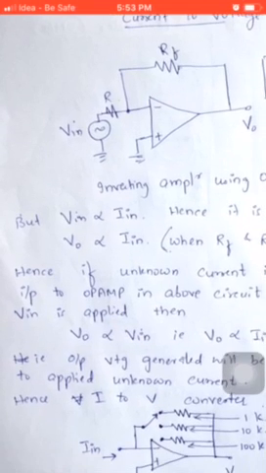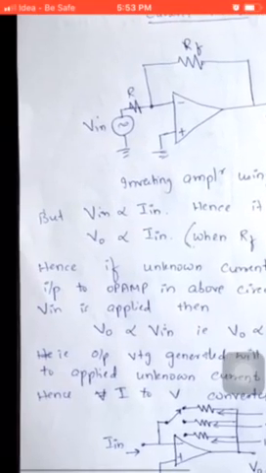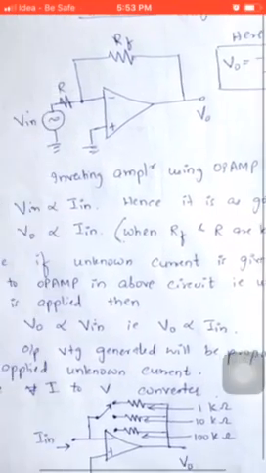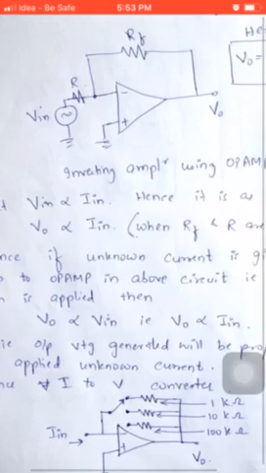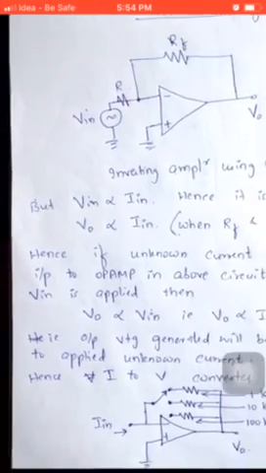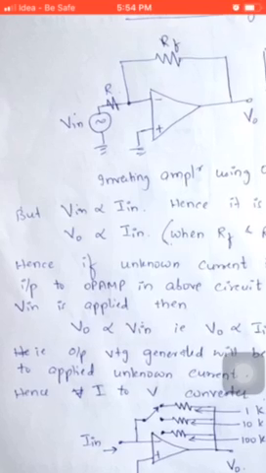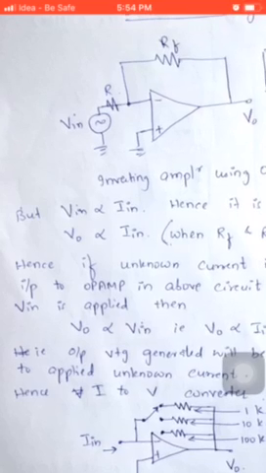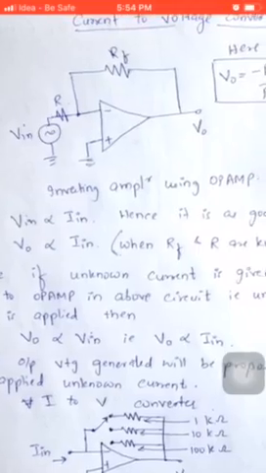Okay, so let me just read through whatever I've mentioned here. Hence, if unknown current is given as input to op-amp in above circuit, that is unknown V input is applied, then VO will be directly proportional to V input, that is VO will be directly proportional to I input. Yeah, so if V input is not known to me, which means I input is not known to me, but the output voltage is directly proportional to the input voltage, which means the output voltage is directly proportional to the input current. Hence, an unknown value of input current can be converted into an equivalent amount of output voltage.